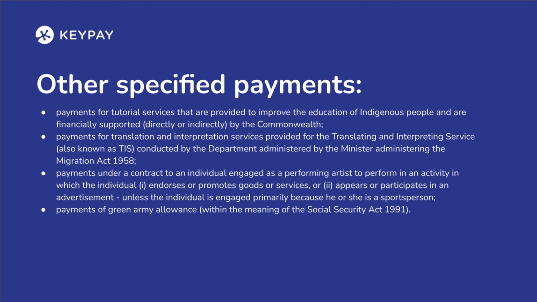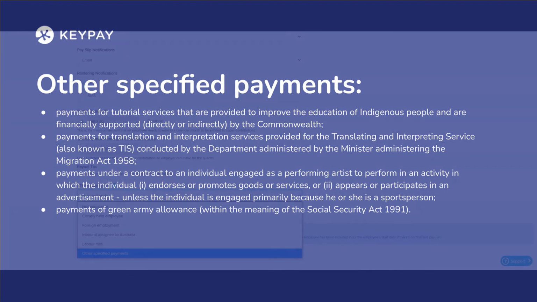2. Payments for translation and interpretive services, also known as TIS, conducted by the department administered by the Minister administering the Migration Act 1958. 3. Payments under a contract to an individual engaged as a performing artist to perform in an activity in which the individual endorses or promotes goods or services, or appears or participates in an advertisement unless the individual is engaged primarily because he or she is a sports person. And 4. Payments of Green Army allowance within the meaning of the Social Security Act 1991.